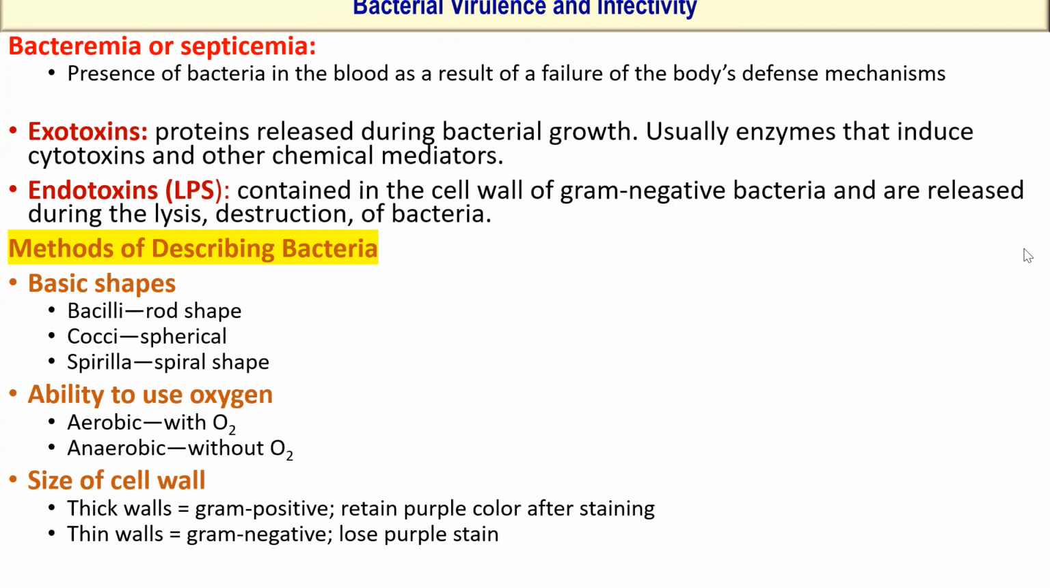We explained the exotoxins earlier, the proteins released during bacterial growth, usually enzymes that induce cytokines and other chemical mediators to be released, which eventually also results in vasodilatation. The endotoxins are lipopolysaccharides, LPS, contained in the cell wall of gram-negative bacteria and usually released during the damage, breakdown, lysis, or destruction of the bacteria.